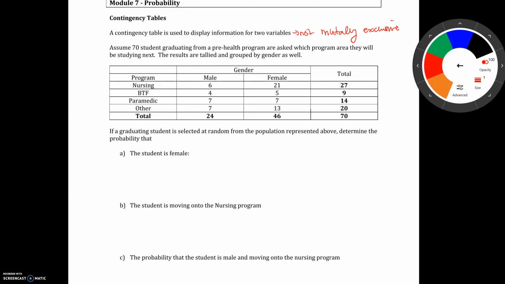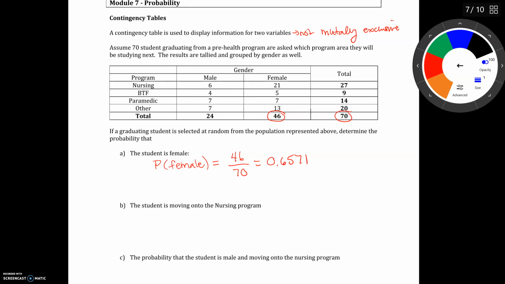So using this table, we're asked to figure out the probability that a student is female. So we're talking about any student out of the total surveyed. So the probability that a student is female, we'd look at the total number of females surveyed out of the total number of respondents. We get 46 out of 70. That probability comes out to 0.6571.